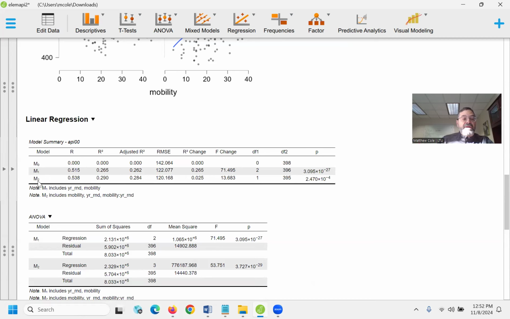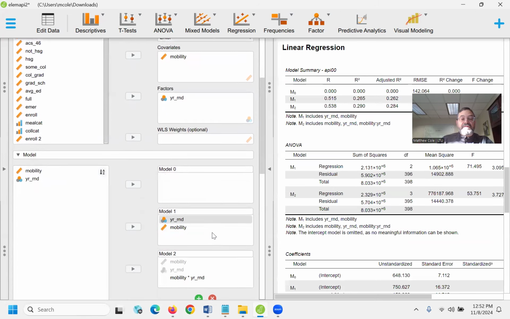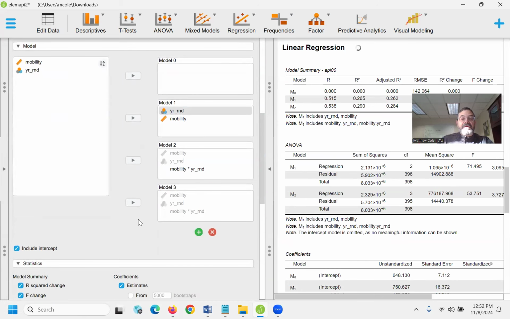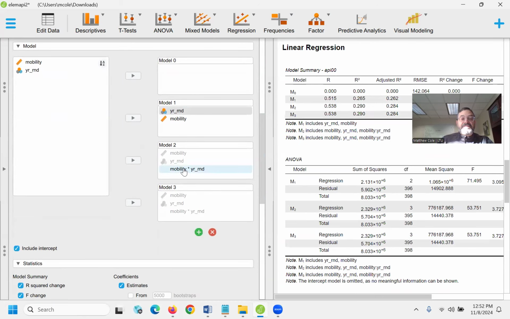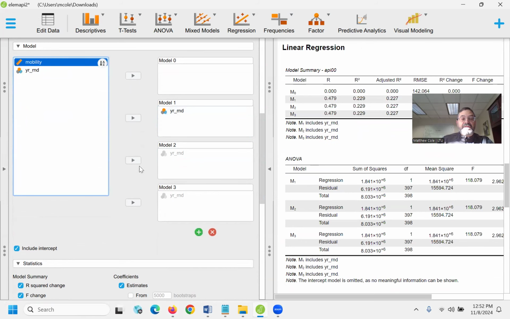In fact, you know what? Let's do one other thing. Let's tweak the model. Let's add one more model, and in this model here, let's get rid of the interaction term. And in this model, let's get rid of mobility. So now we've got mobility and year-round in model 2.